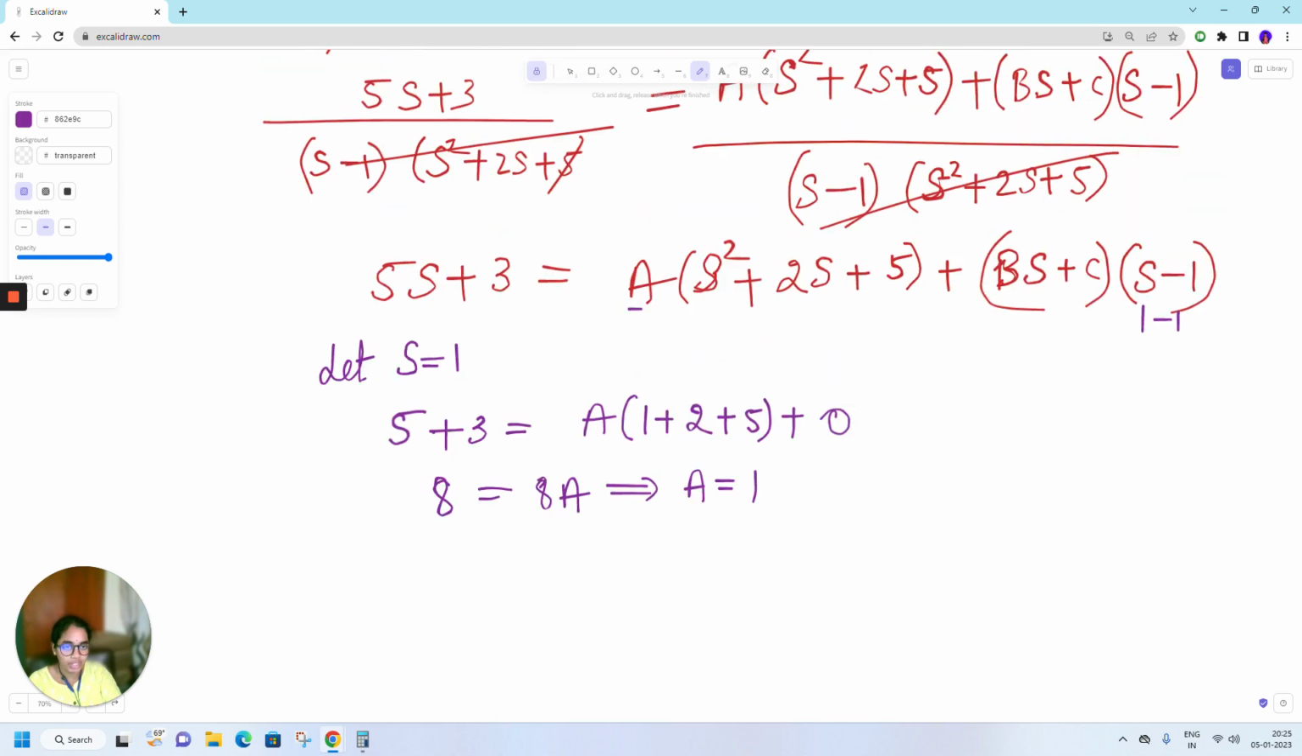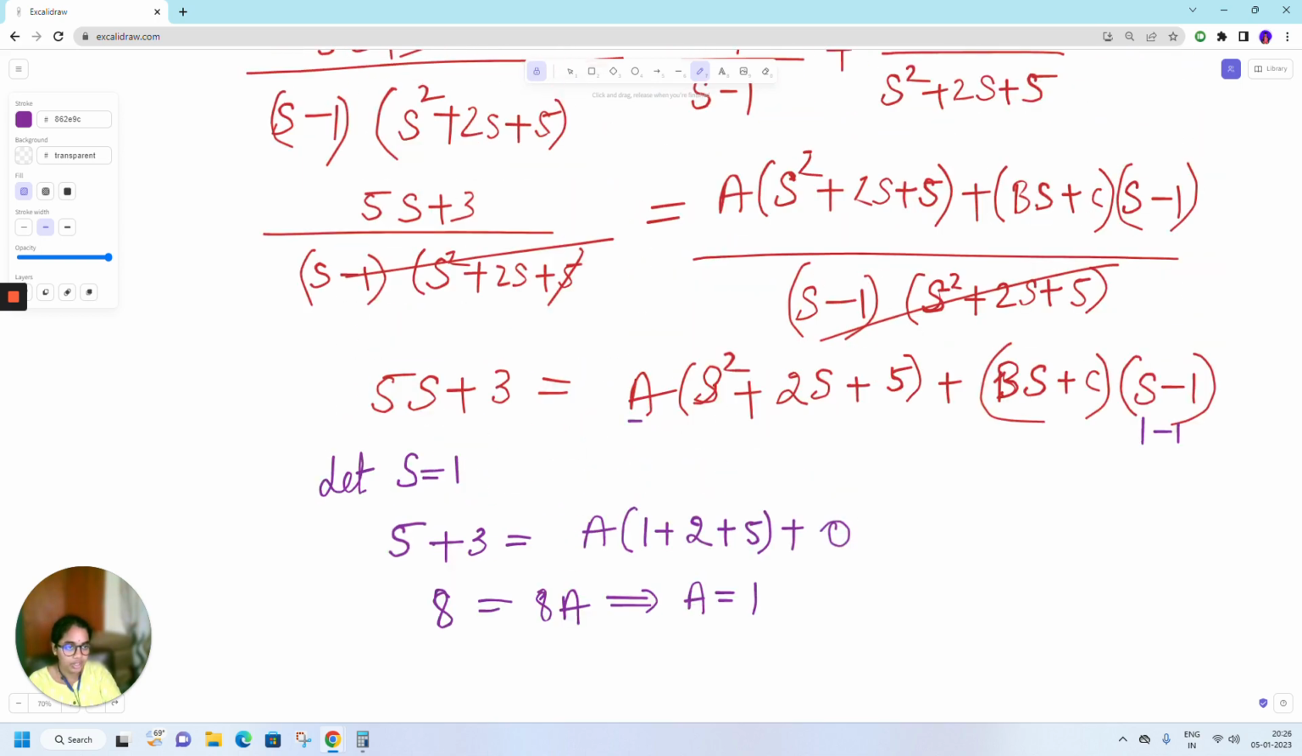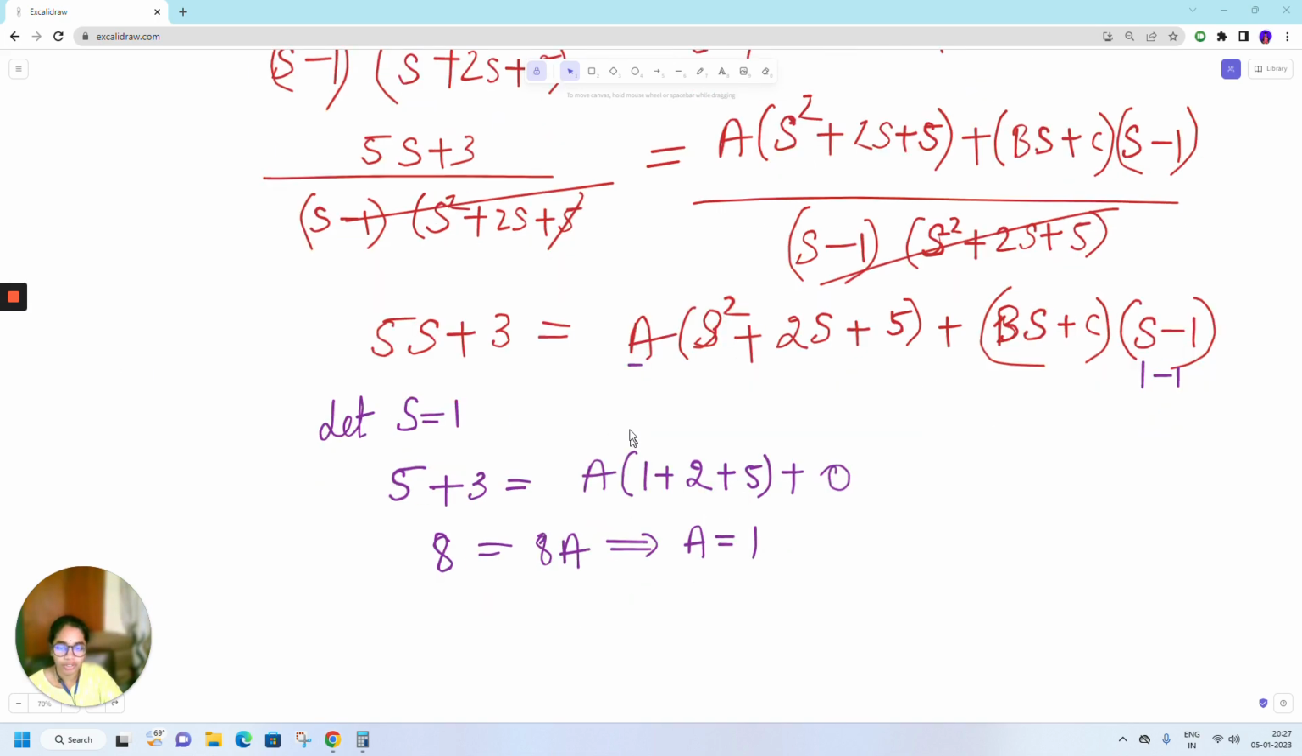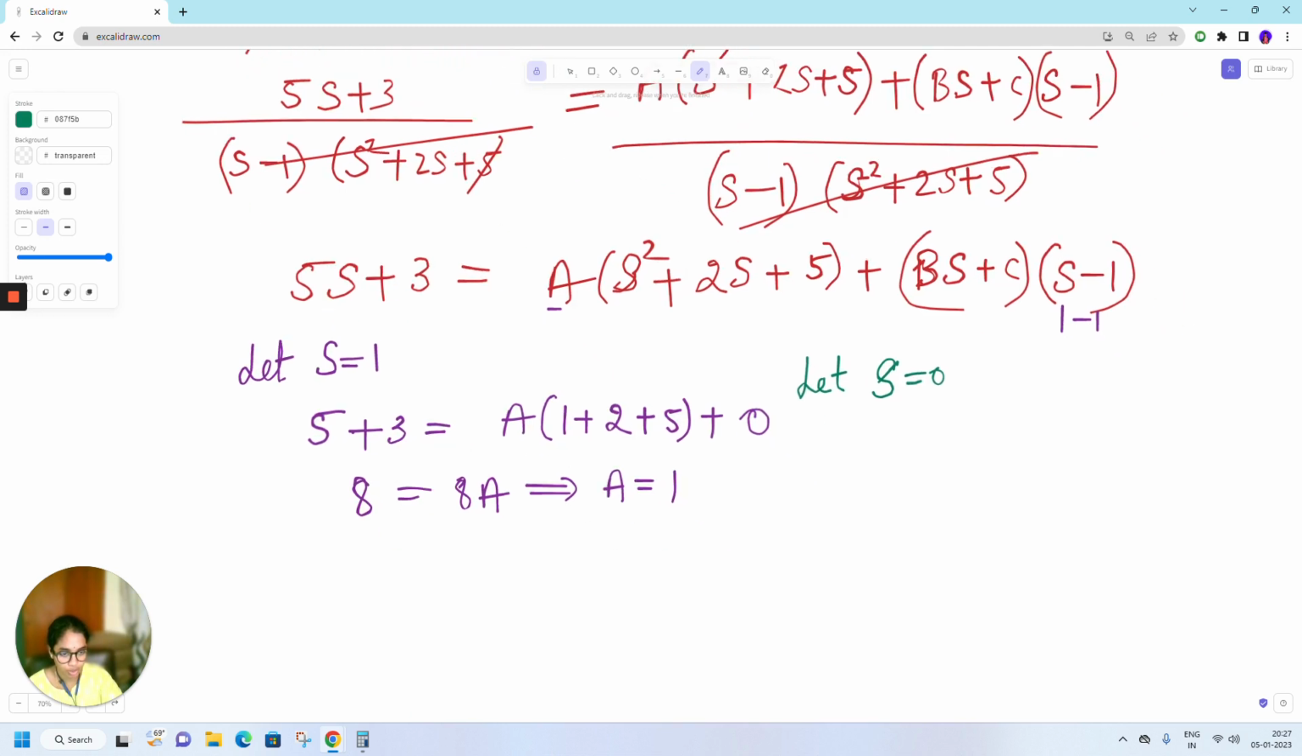Now we cannot give any other s values that easily, right? If we give 0, we will still have B and C in the equation. What if I give s value as 0? Let me see what I will get. Let s be equal to 0. What happens in the LHS? 5 into 0 plus 3, so that would be 3 itself.